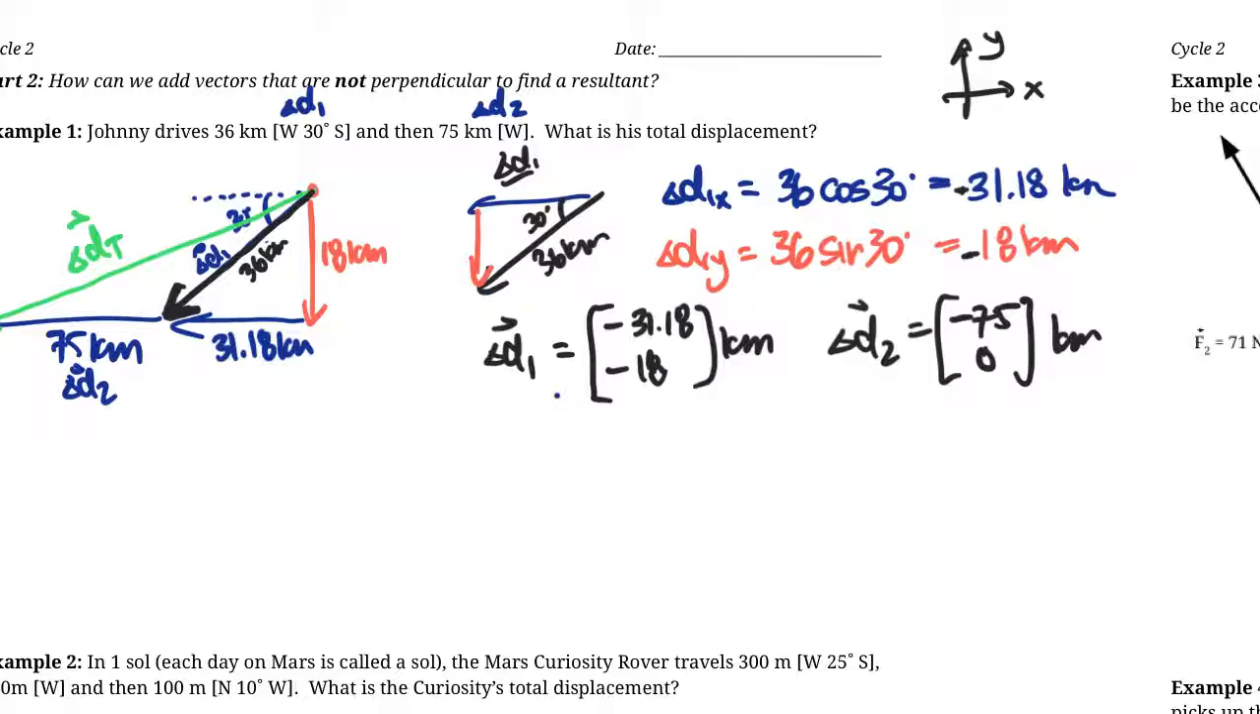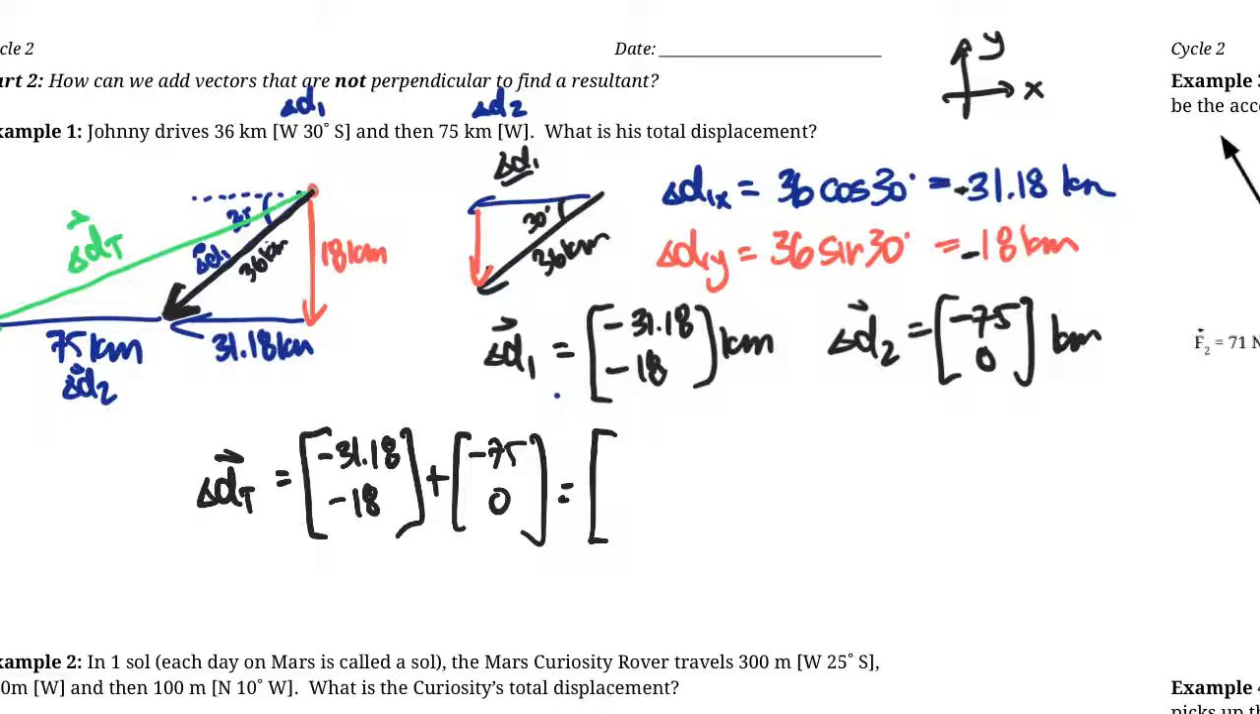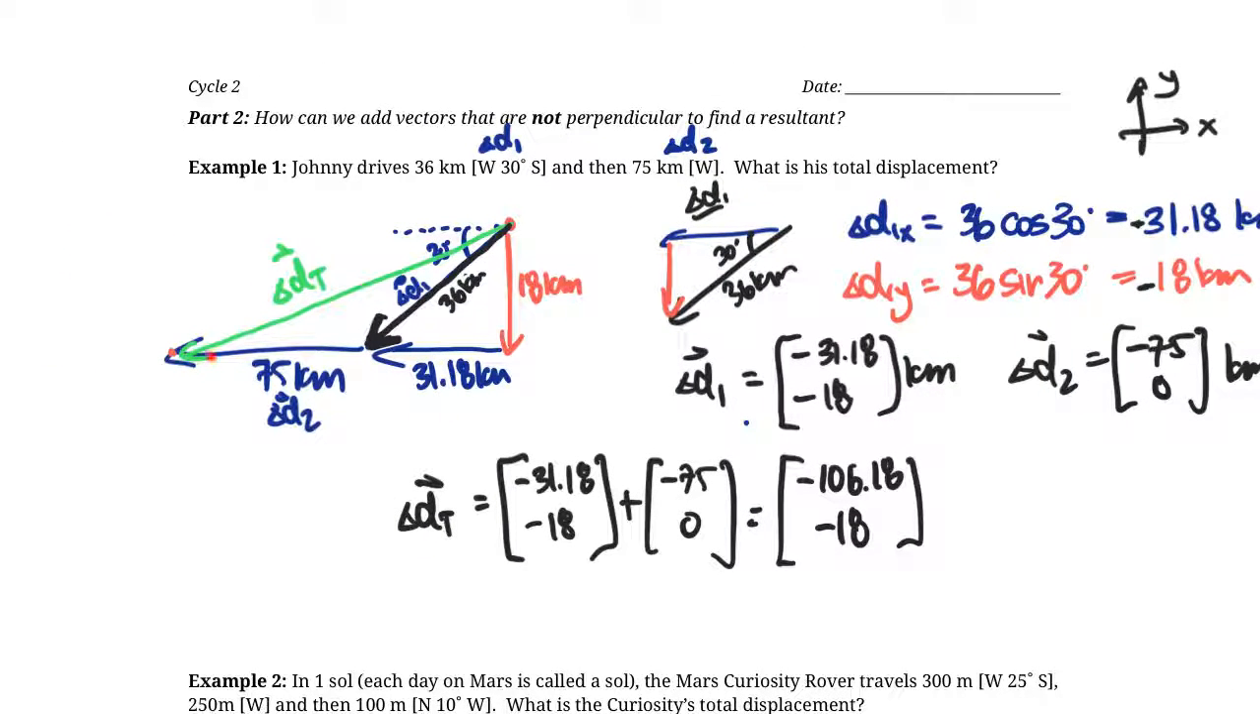So now if we want to find our delta dt, it's going to be the total of the x and the y components. So essentially we're just going to add them, right? Negative 31.18 and negative 18 plus negative 75, 0. And if we add those, we get negative 31.18 minus 75 is negative 106.18. And the y component is just negative 18. So remember, what we found here is this total x component of the whole vector, and the total y component is this.